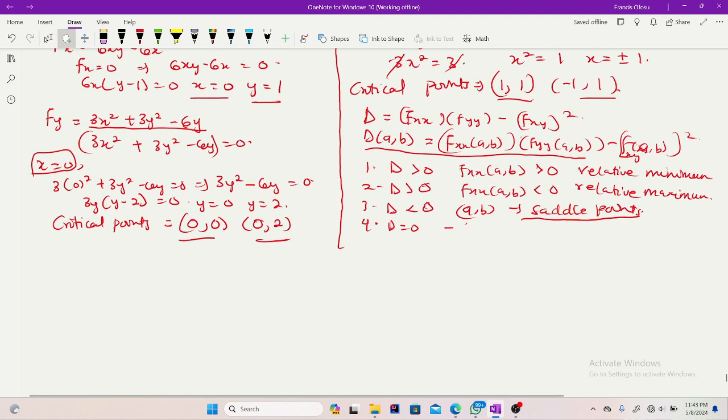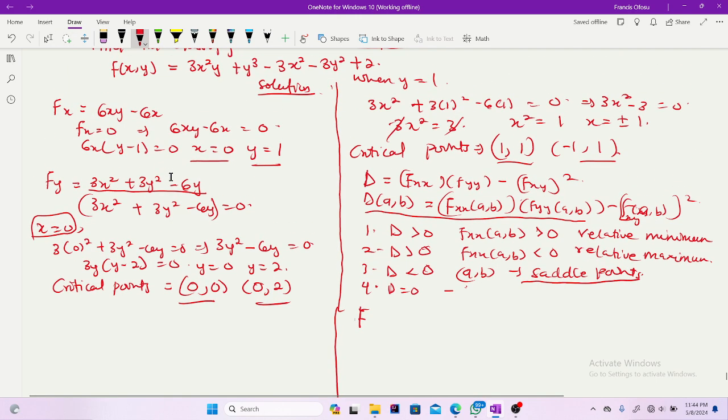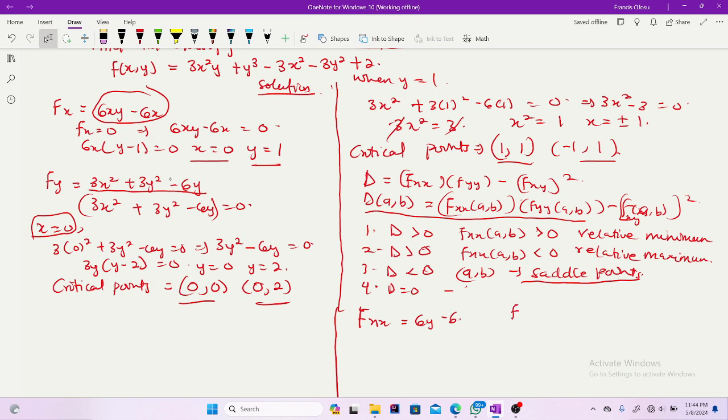So let's find the function D. To find D, I'll find fxx. To find fxx, I know my fx. My fx is 6xy minus 6x. So for fxx, I will differentiate this same function with respect to x, meaning my y becomes a constant. Differentiating this with respect to x, I'm going to get 6y. Differentiating the 6x with respect to x, I'll get minus 6. Now what about my fyy? I'll differentiate this function with respect to y.